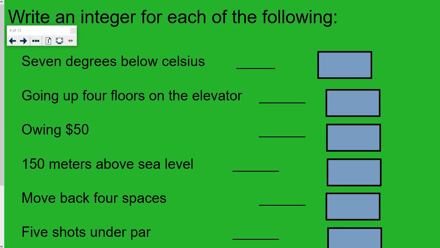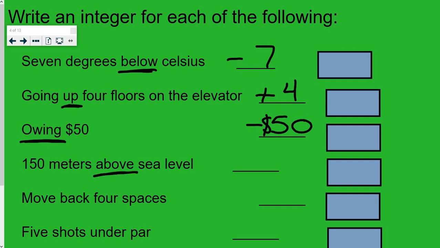So write an integer for each of the following. 7 degrees below zero Celsius. We know that below means negative, so negative 7. Going up 4 floors. Up is a positive movement, so we're going to go positive 4. Owing $50. If you owe $50, that's money you don't have, so you're negative 50 right there, and there's the dollar sign. 150 meters above sea level, so it's positive 150. Move back 4 spaces. Again, negative 4.